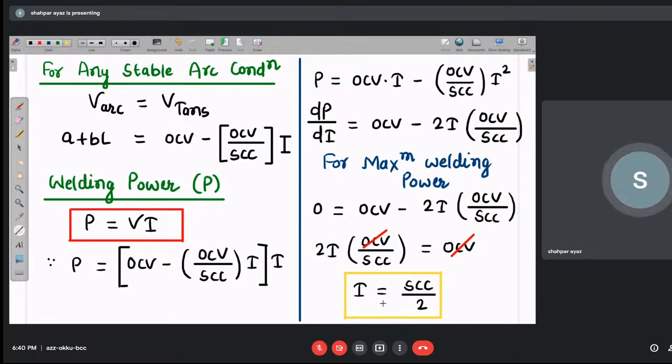Note down this part, everyone. I is your SCC by 2. Please have a look and note down. And similarly, I'm giving you the task, everyone. Get the optimum voltage and optimum arc length. Find out the value of voltage for maximum power.